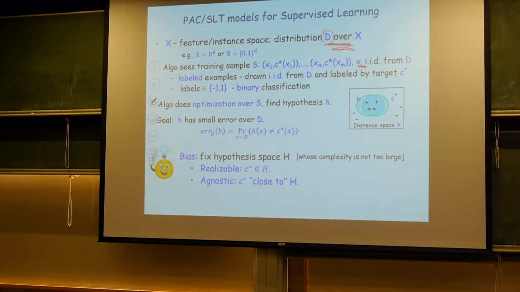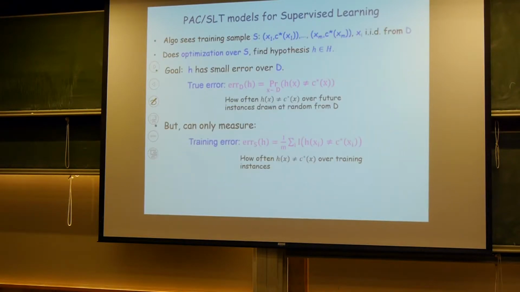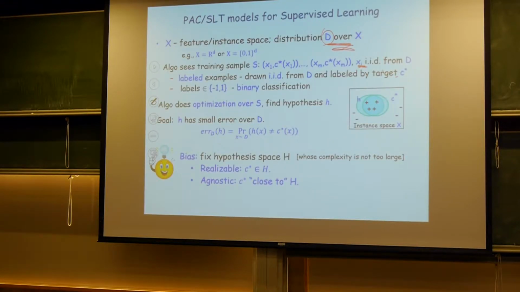We also talked about this: for this bias to be useful, we need to ensure that somehow the complexity of the hypothesis space H is not too large. If H contains all the functions in the world, then this is not a very useful bias. So we're going to fix a space H whose complexity, in a certain sense, is not too large. Okay, cool. So that's the formal setup.